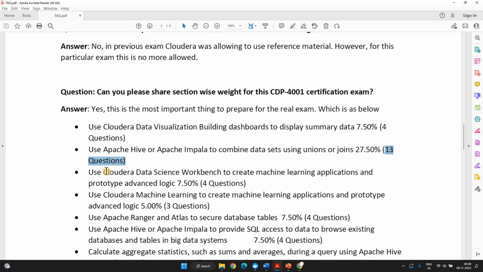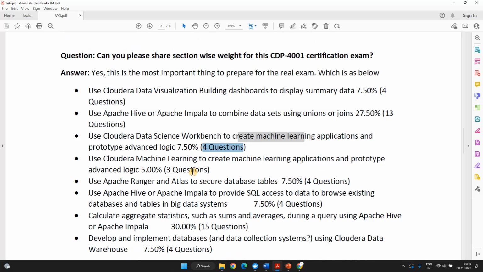Now moving to the next point, Cloudera Data Science Workbench. This is again another tool for creating and training machine learning models and creating machine learning applications, etc. So you should have exposure to this tool as well. The percentage weightage for this section is 7.5%, again 4 questions for this exam.